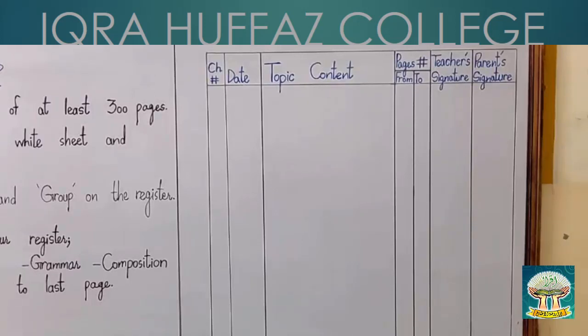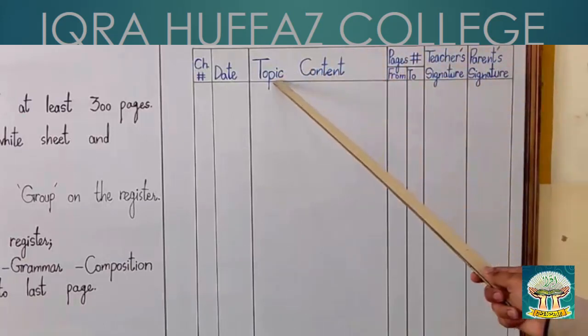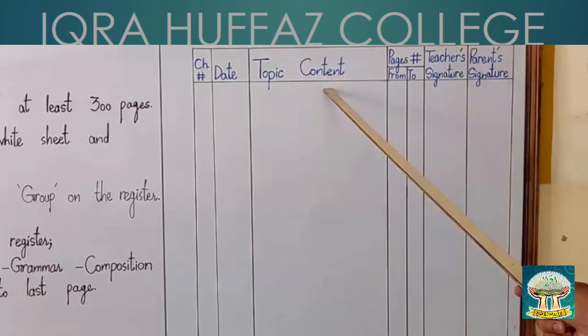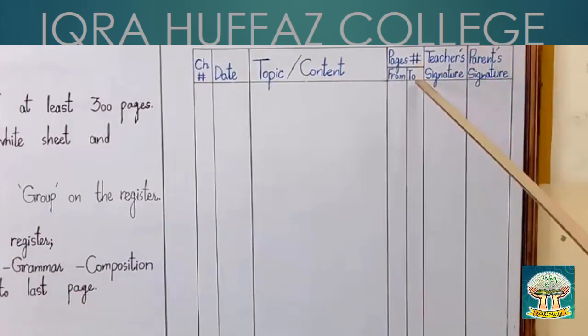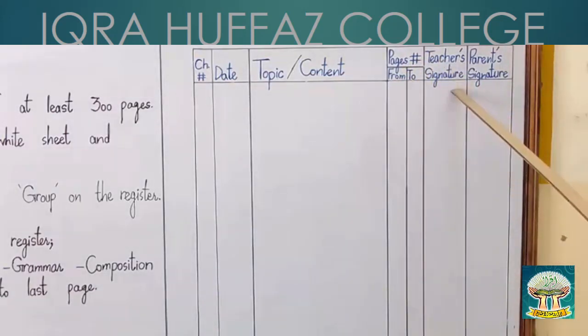So there are 6 columns given in front of you. You have to make these 6 columns on the 8 to 10 starting pages of your register. Column number 1 is chapter. Column number 2 is date. Column number 3 is topic or content. Column number 4, page numbers from and to. Column number 5, teacher signature, and column number 6, parent signature.